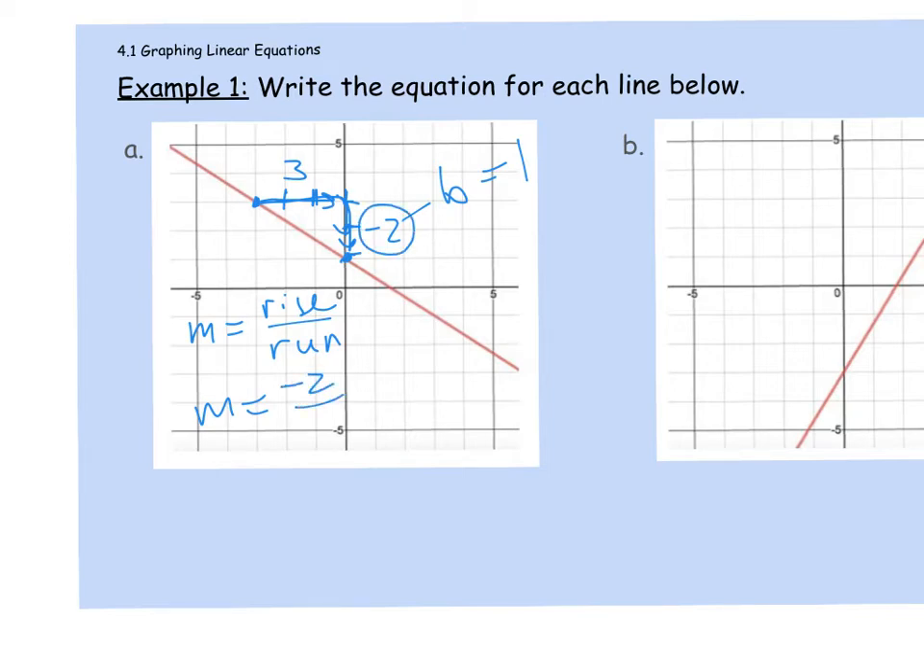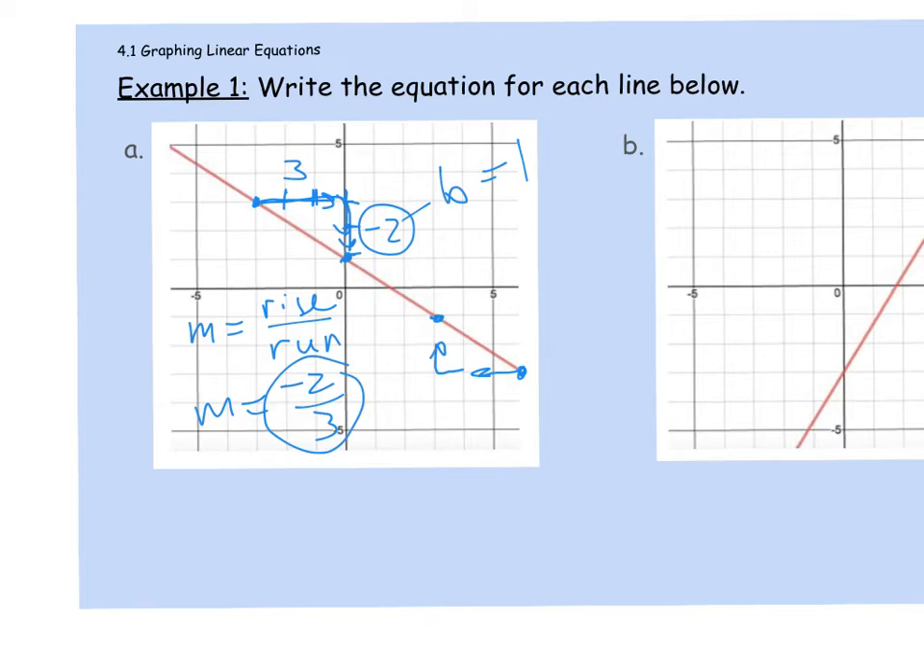And my run is going positive 3. So my slope is -2/3. If you pick a couple different points, like I could pick this point right here and this point right here, and I could go in this direction and go around this corner and go up.